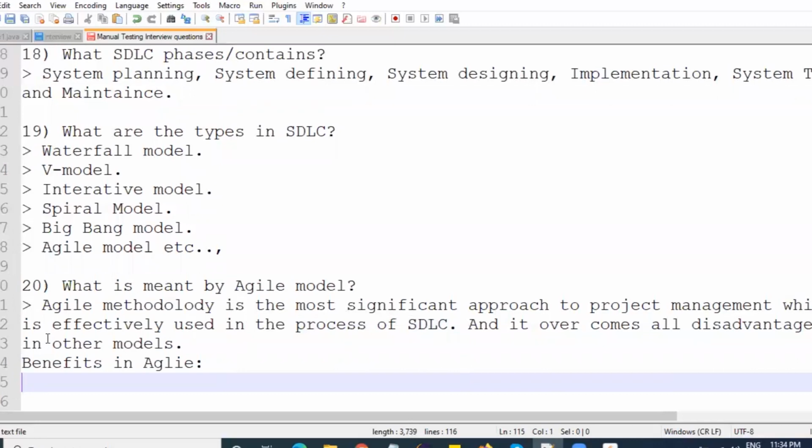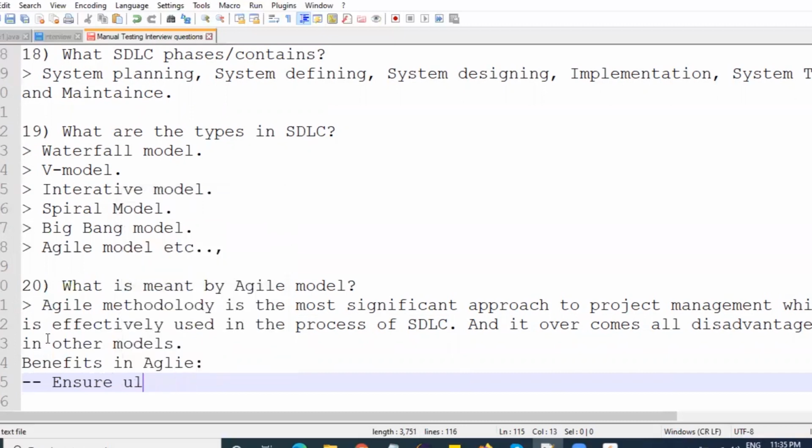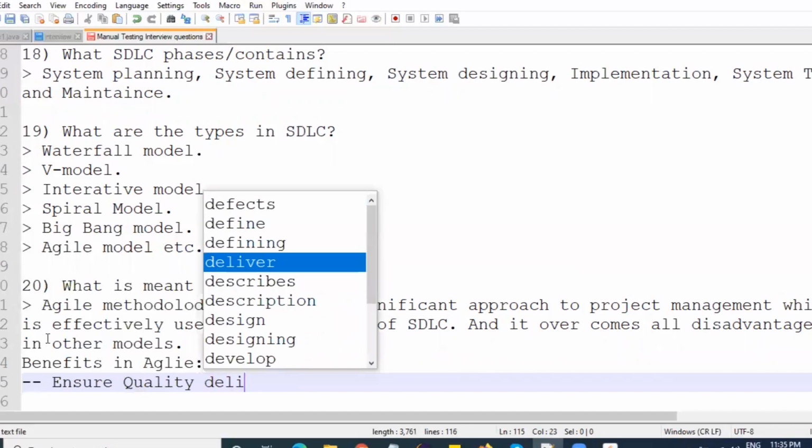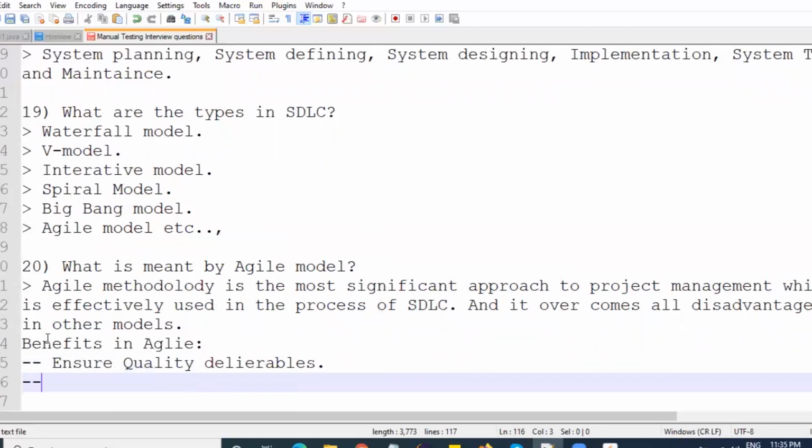The first benefit is that it ensures easy and quality deliverables. We can guarantee and ensure quality deliverables, and if any new requirement comes, it can be taken and we can implement it. So it addresses any changes within the project.